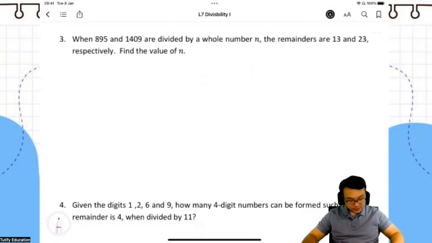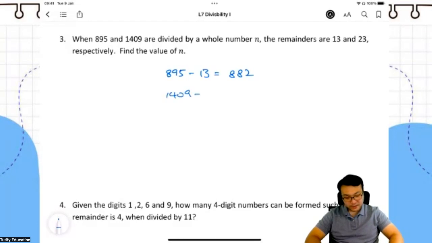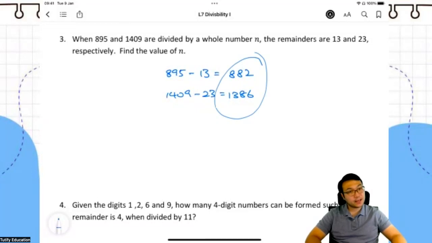Okay, Malcolm, let's do question 3. What must we do first? 895 minus 13 and 1409 minus 23. Yes, we minus the remainders so that both of the numbers will then be divisible by n. Then what should I do once I have these two numbers? Find the highest common factor.